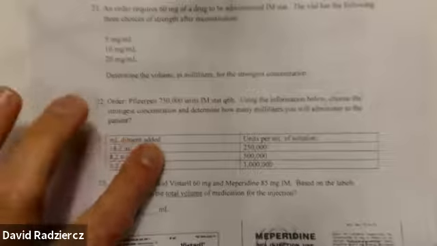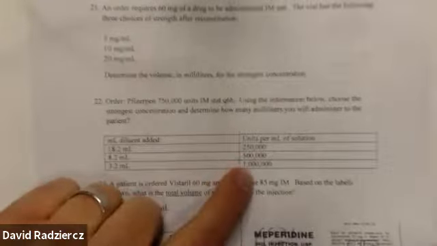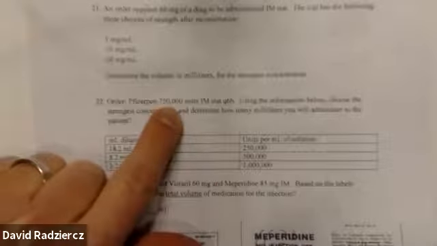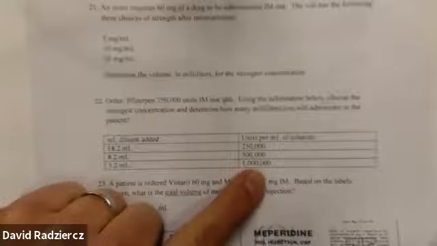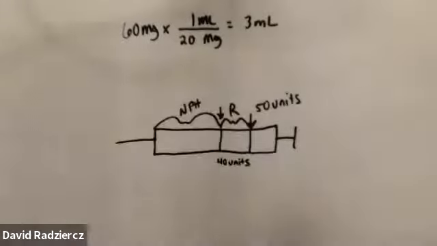And 22 is the exact same thing. It's just you ignore this column completely and just take the strongest concentration. So it's a 1 million units per milliliter. You take the 750,000 units divided by the 1 million units, and then you get your volume. All right. And then 25.